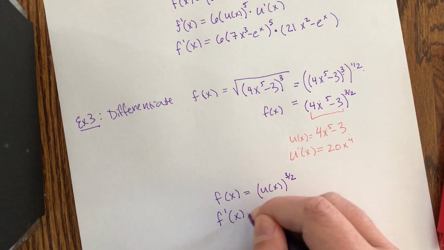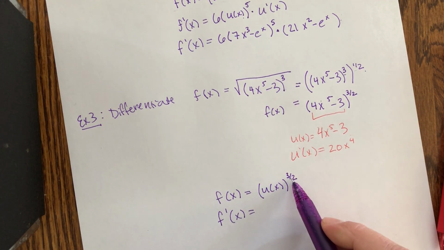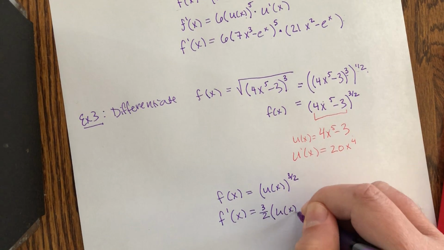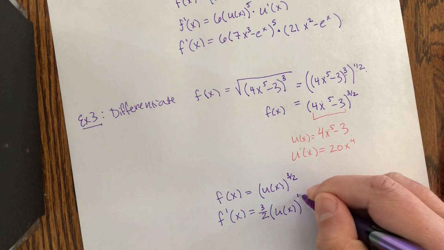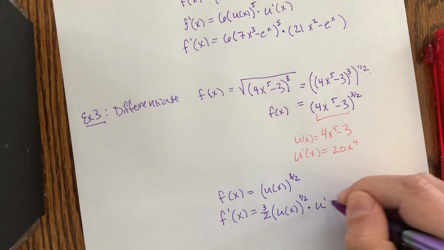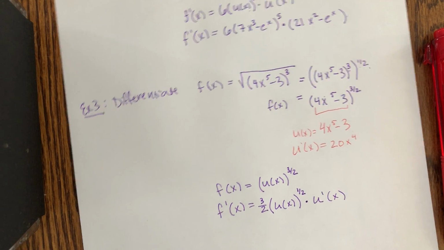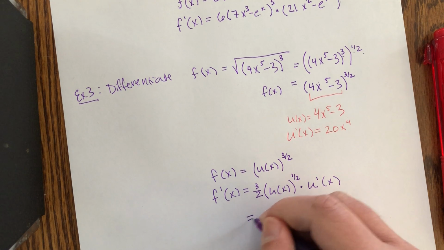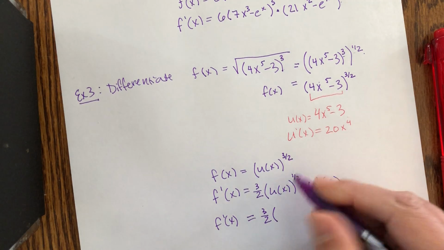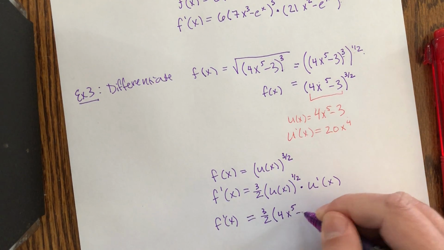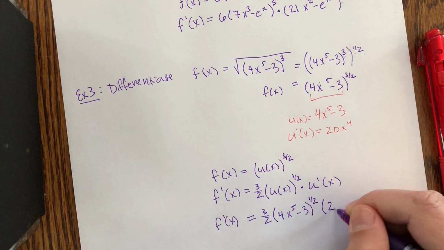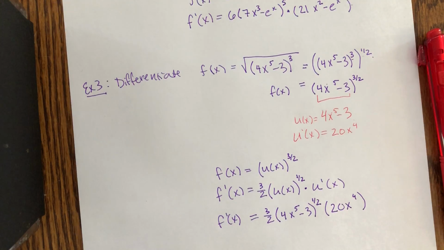According to the chain rule, the derivative is going to be the derivative of this with respect to u times u prime. So 3/2 times u of x to the 3/2 minus 1 power. 3/2 minus 1 would be 1/2. Then we multiply that by u prime of x. Okay, plug everything back in again, and we'll get that the derivative is 3/2 times 4x to the 5th power minus 3, all raised to the 1/2, and then we'll multiply that by u prime, which is 20x to the 4th power.